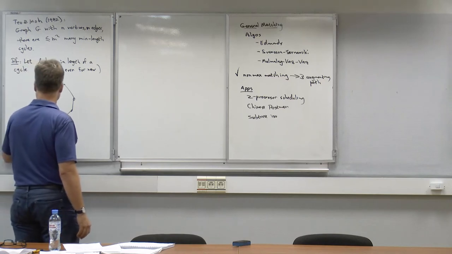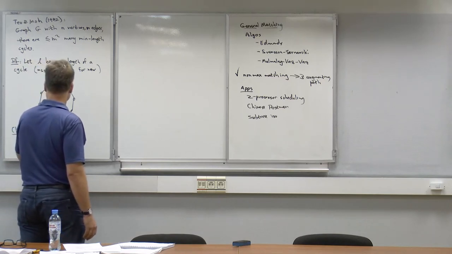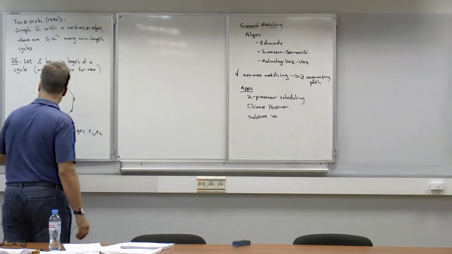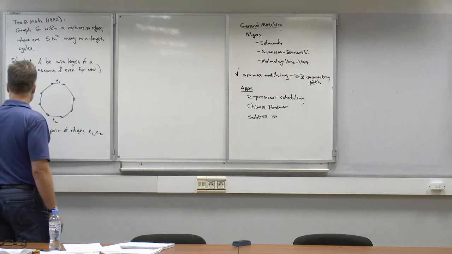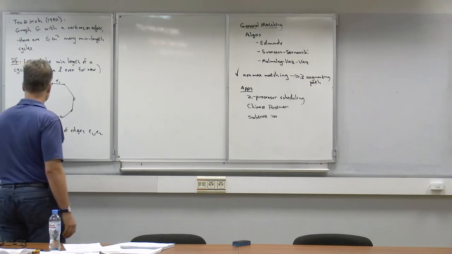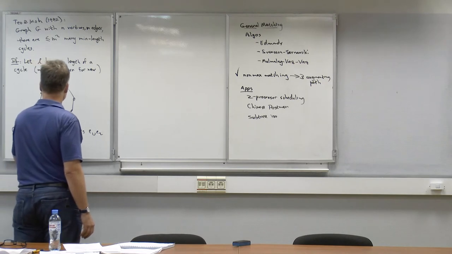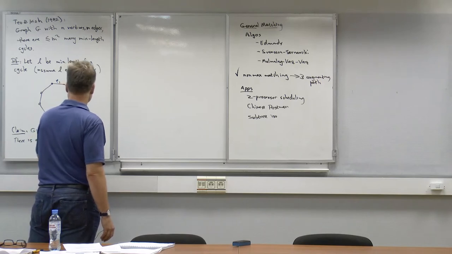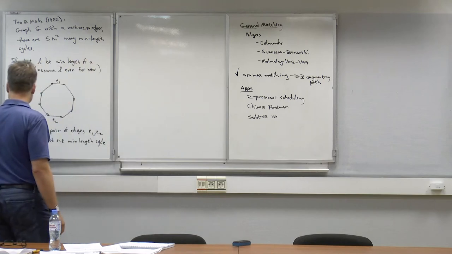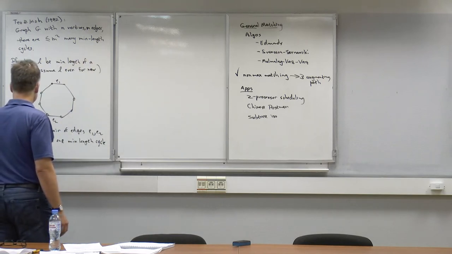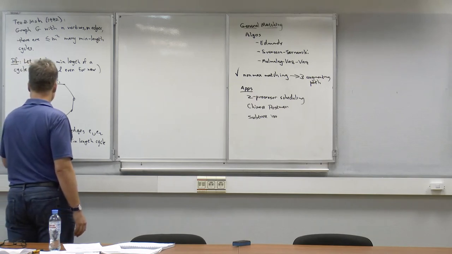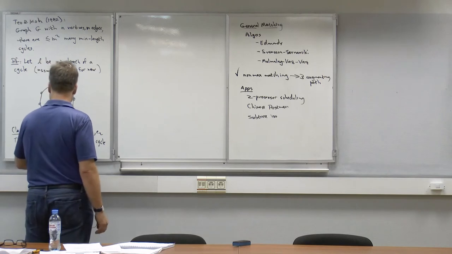So, given a pair of edges E1, E2, there is at most one minimum length cycle with E1 and E2 opposite each other on the cycle.